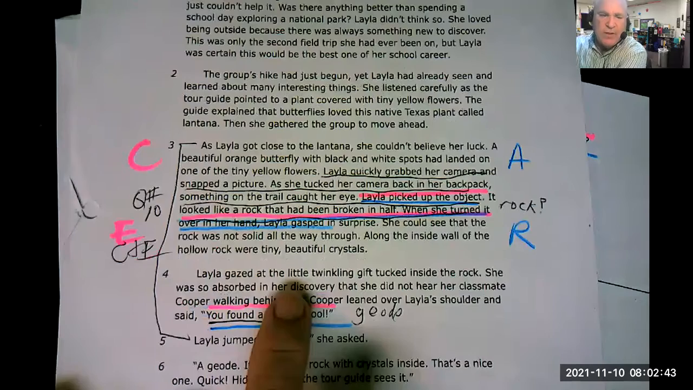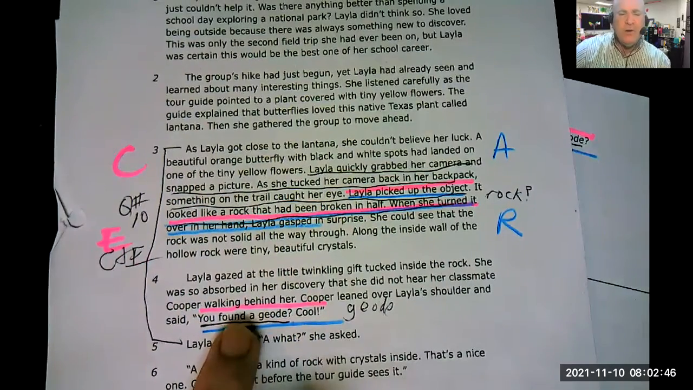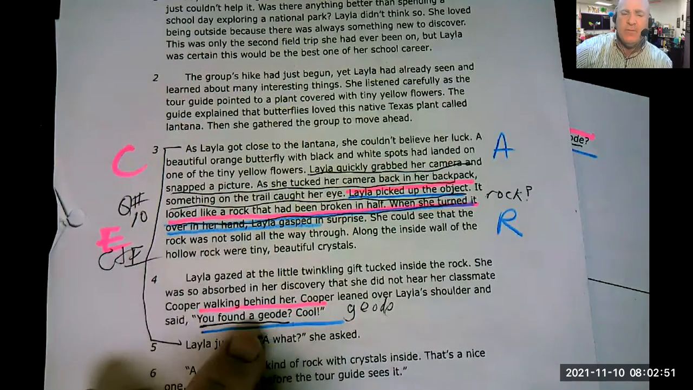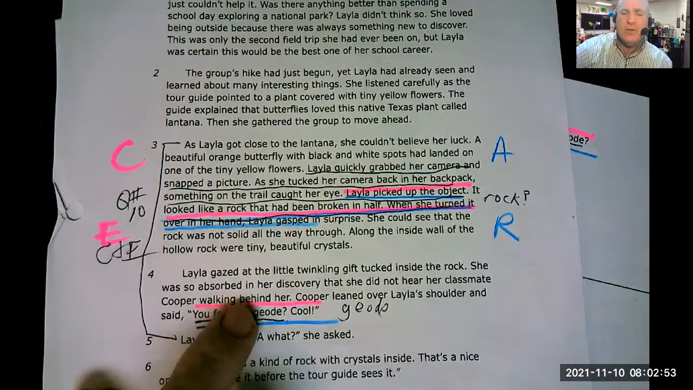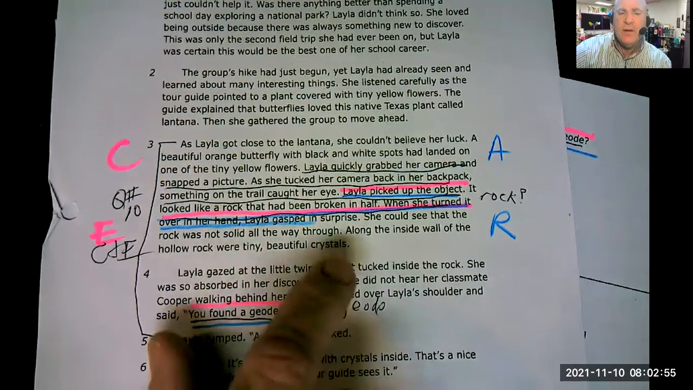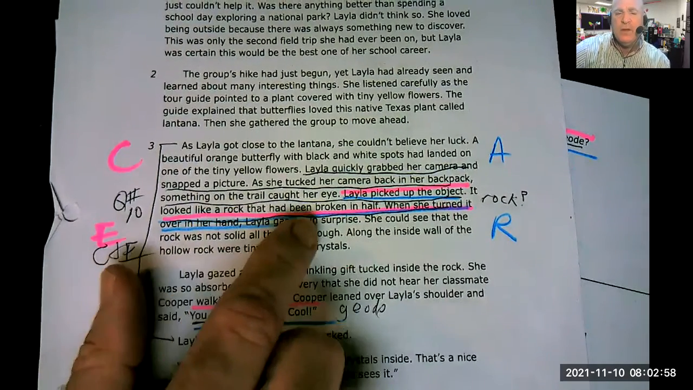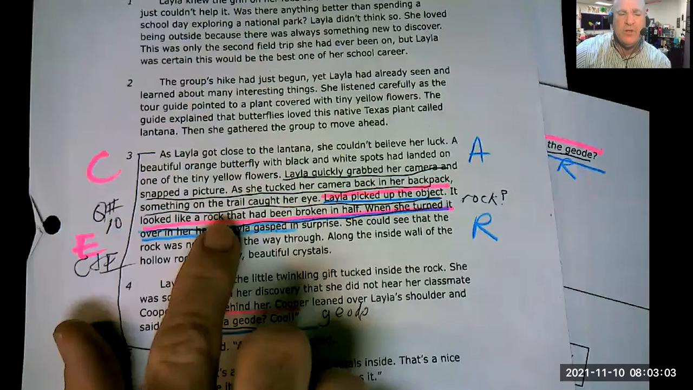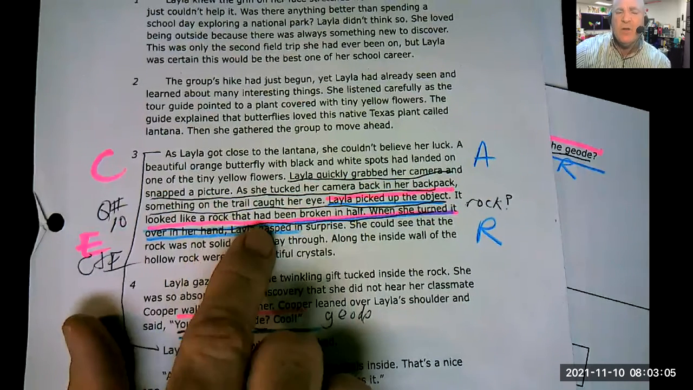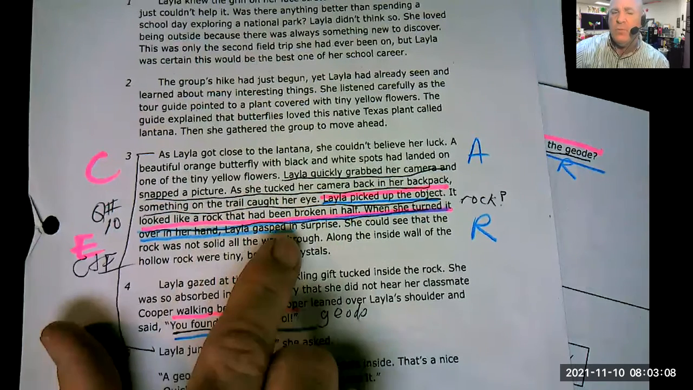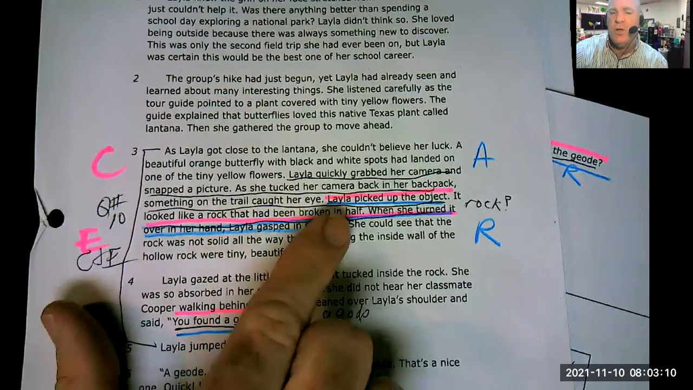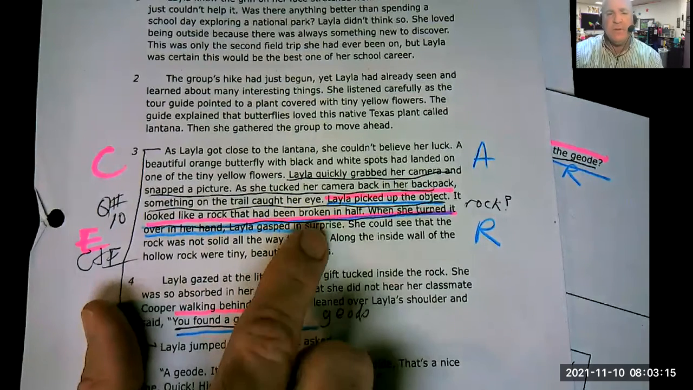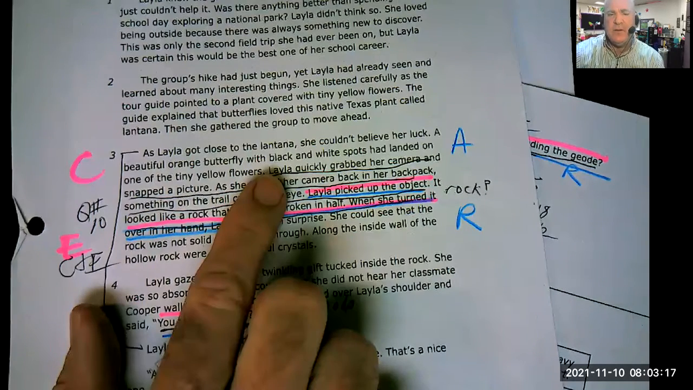Geode. Oh, there it is right there in paragraph 4. You found a geode. Okay. So if we backtrack, that's part of the action, that's part of the reaction, that's part of the effect. So when we look back here in paragraph 3, Layla picked up the object. It looked like a rock that had been broken in half. When she turned it over, she gasped in surprise. So she found the rock, which happens to be a geode.